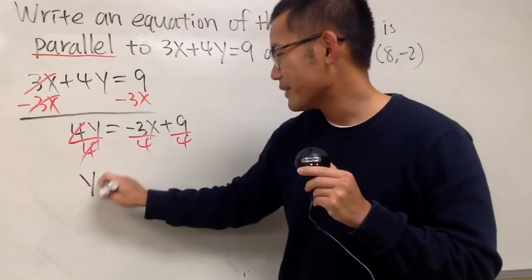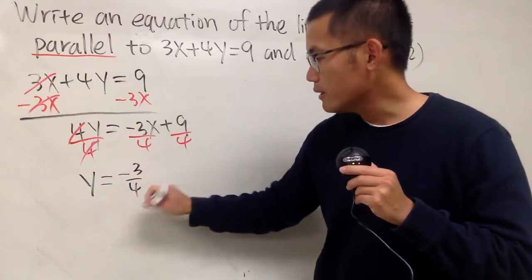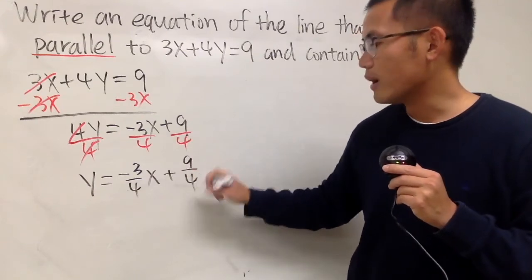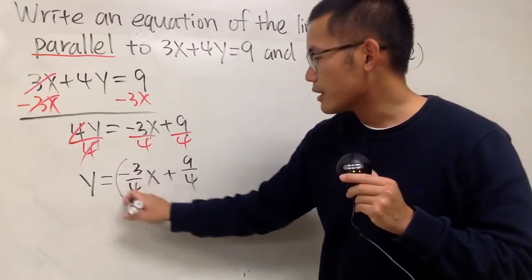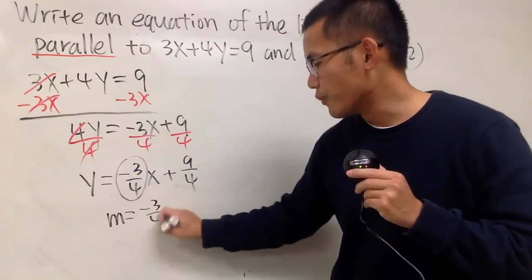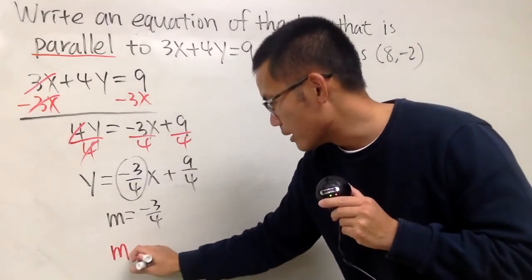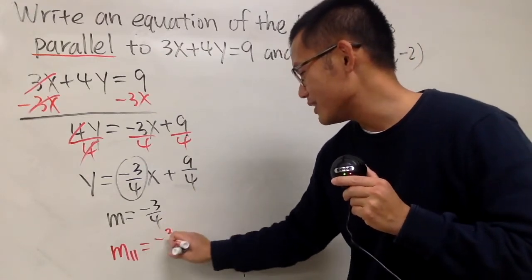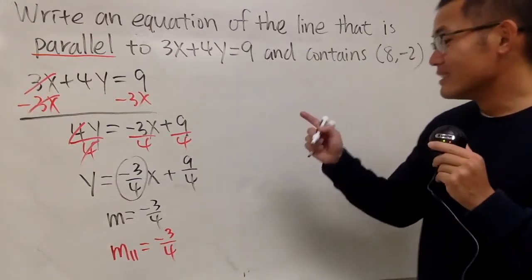Now we have y equals, and I would recommend you write it down like this: -3 over 4, and then put the x on the side, and then we add 9 over 4. As we can see, after we have done this, right here is the m. The slope of the line is -3 over 4. And we are going to look for the parallel line, so we are actually using the parallel slope. The parallel slope is the same as this, so the parallel slope is just negative 3 over 4. We don't have to do anything because they are just parallel, same slope. So that's the slope we are going to use.